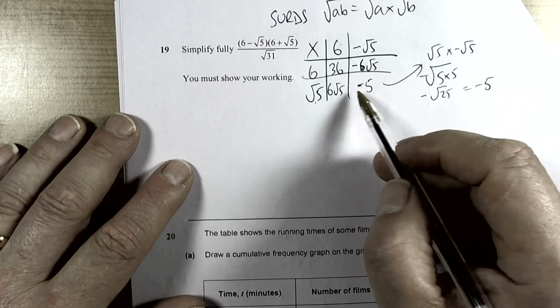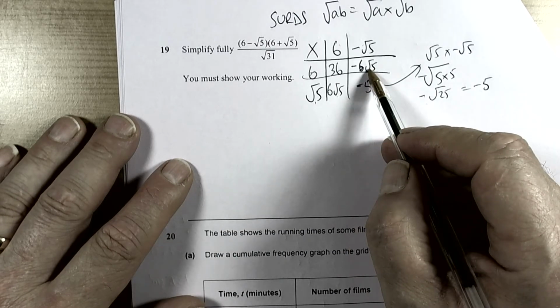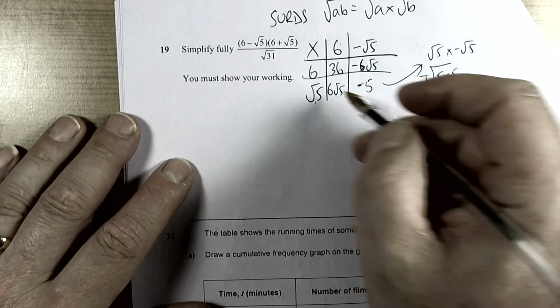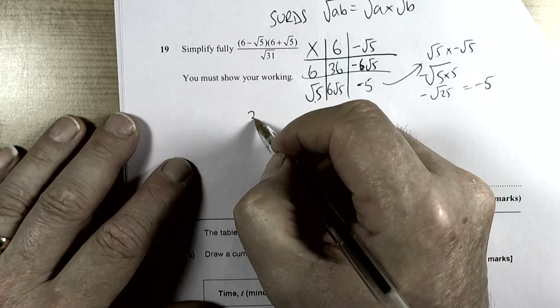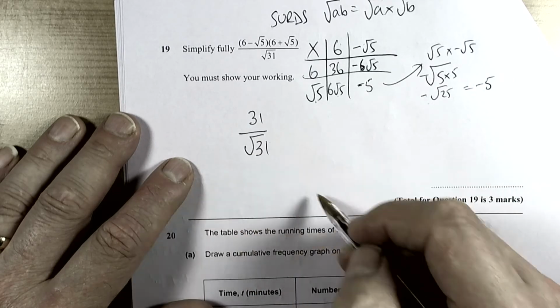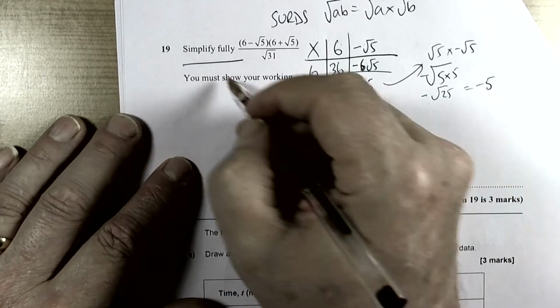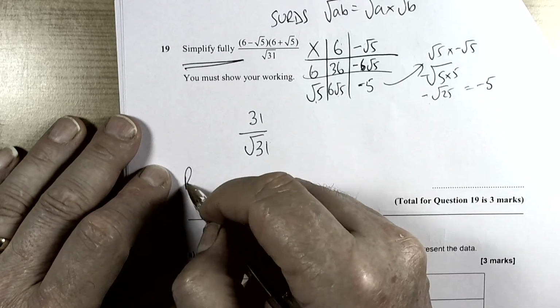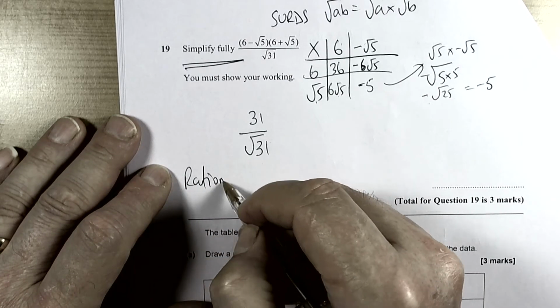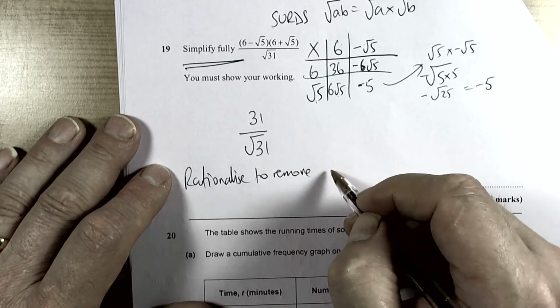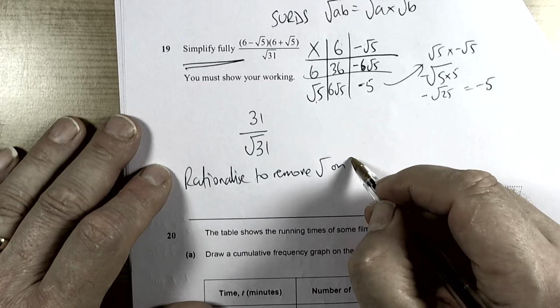So when we bring this together then we've got 6 root 5s take away 6 root 5s, cancels nothing, and then we've got 36 take away 5. So this has now become 36 take away 5 is 31 over the root of 31. Now it says simplify fully, so you've got to be careful. That means we don't want a square root at the bottom. So we now have to rationalise to remove the square root on the denominator.